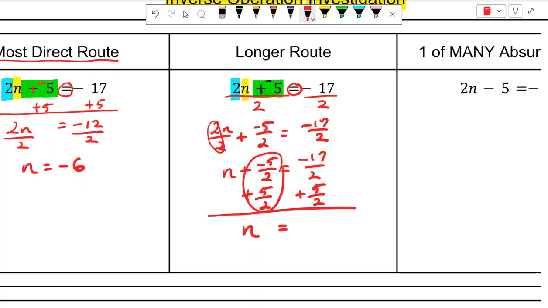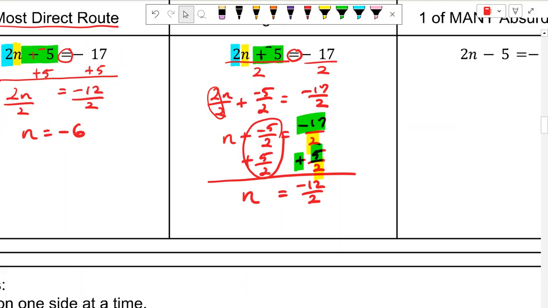And -17, well, wait a minute. Our denominators match, so we're free to add the tops. -17 plus 5 is -12 halves. And -12 divided by 2 is -6. And look at that. We have the same answer.